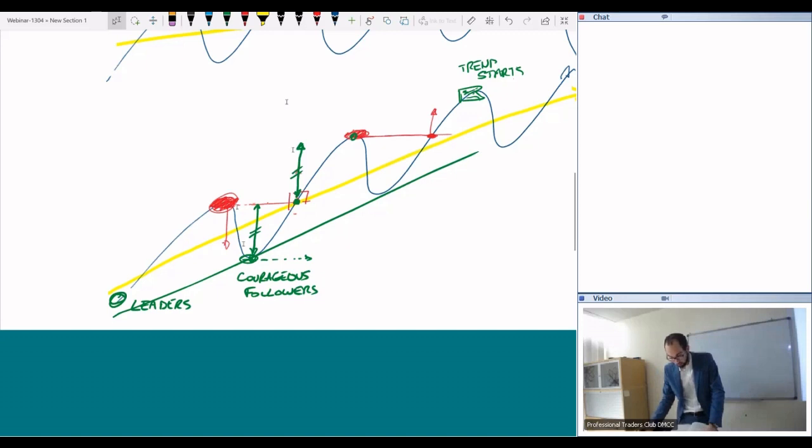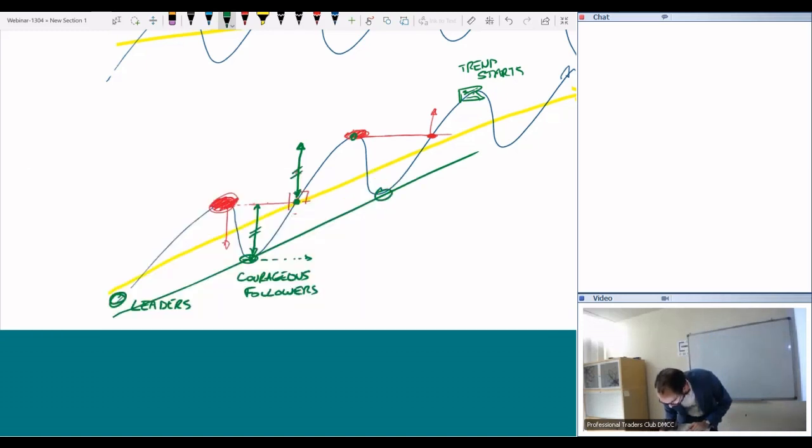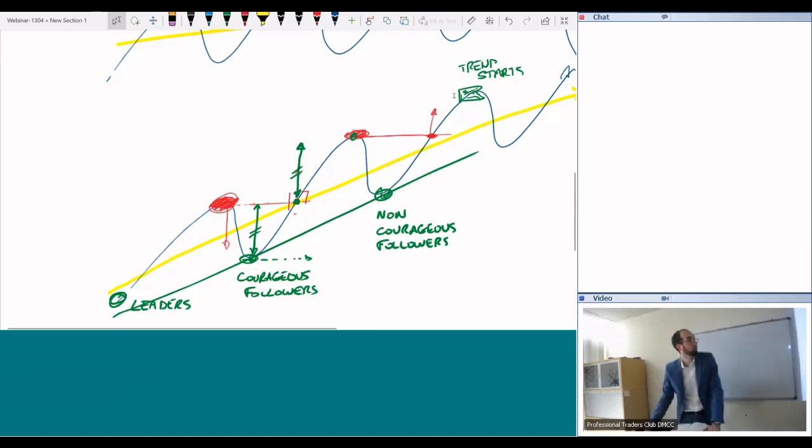So I just want to keep it simple for now. Leaders, courageous followers, and the last phase of the market will be the non-courageous followers. These are the small fish. This is us. And we want to profit from a profit. We want to take advantage of a profit of same amplitude as these guys from here to here. And you know what? We will never get it. That distance here, guys, will not be as big as this one.